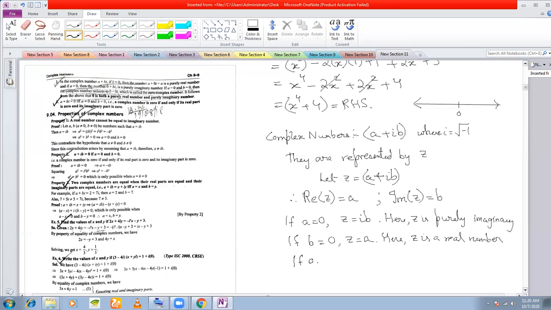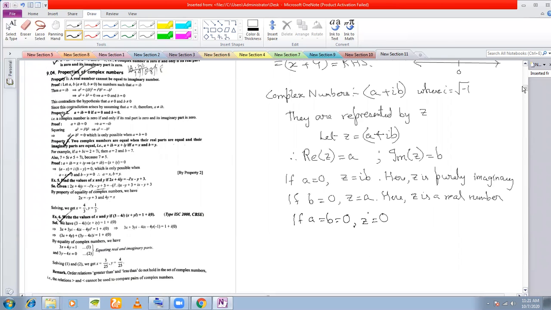And if both a and b are 0, then what happens? Then z becomes equal to 0. So we call this a 0. Yes, z becomes 0 simply.